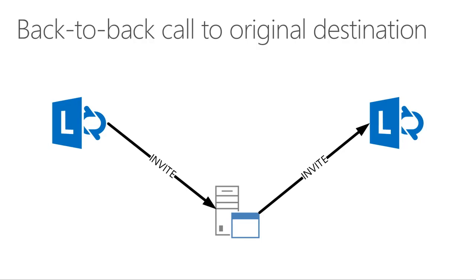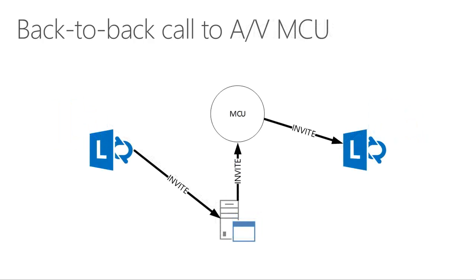And the way that you do that is using the back-to-back call, which we'll discuss a little bit more in a moment. Another option is to proxy the call into a conference, again using a back-to-back call. And the way you do that is, again, through your UCMA application. You can back-to-back the call to an AVMCU over here, and then invite another endpoint, another Lync client.